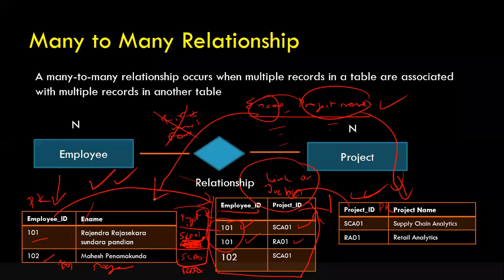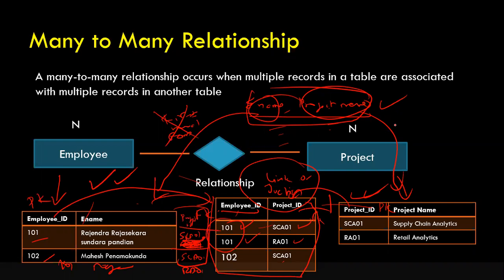With the help of these two, we can get the employee name and project name from these two tables. By joining this table with this table and this table with this table, we can get the employee name and project name in one shot. Okay, so now you understood the importance of having a link table.